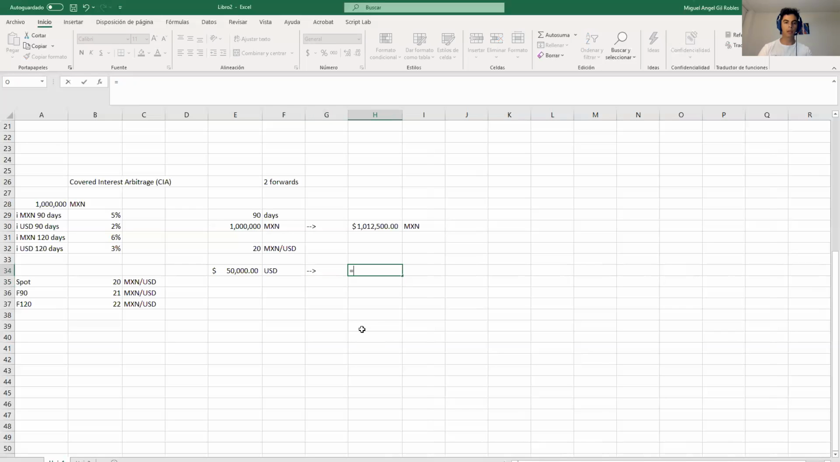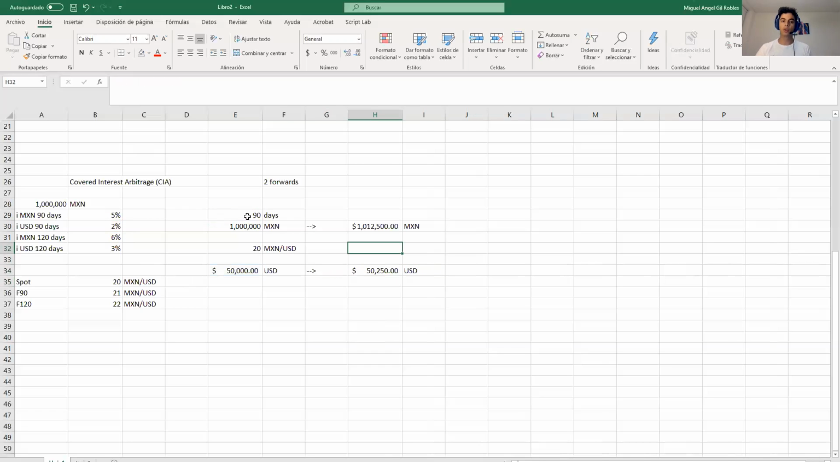Then the next thing that I need to do is to convert these dollars into future value. So I need to invest this $50,000 times 1 plus the interest rate of the US for 90 days. Remember, be very careful with that when you choose the rate. And then divide by 360 and then multiply by 90, sorry, like this. And this is the amount of dollars that you have in the future.